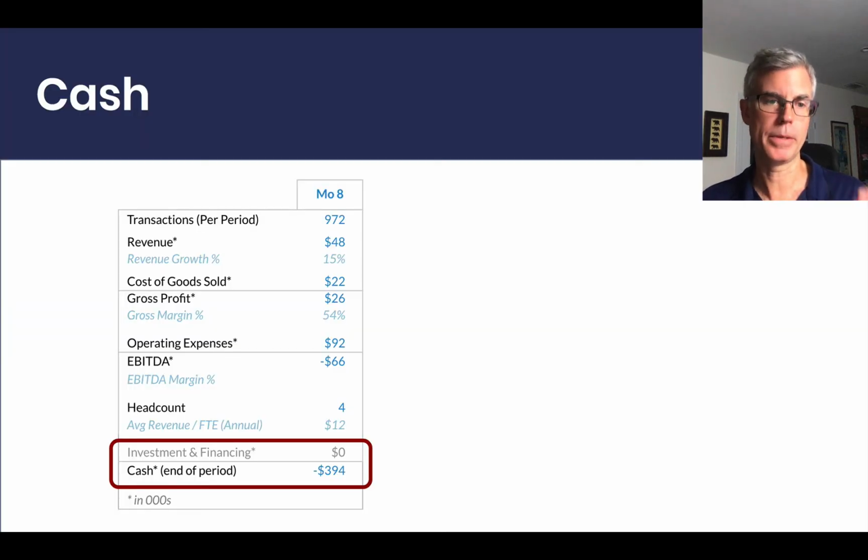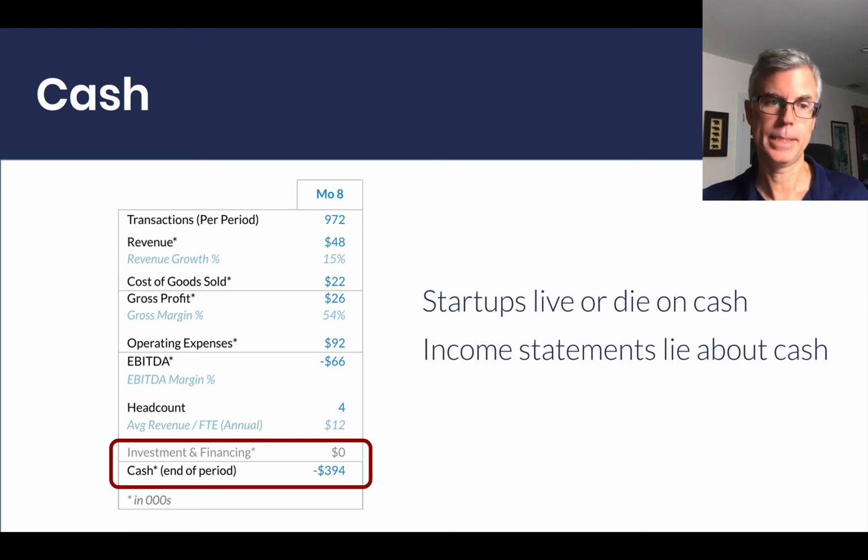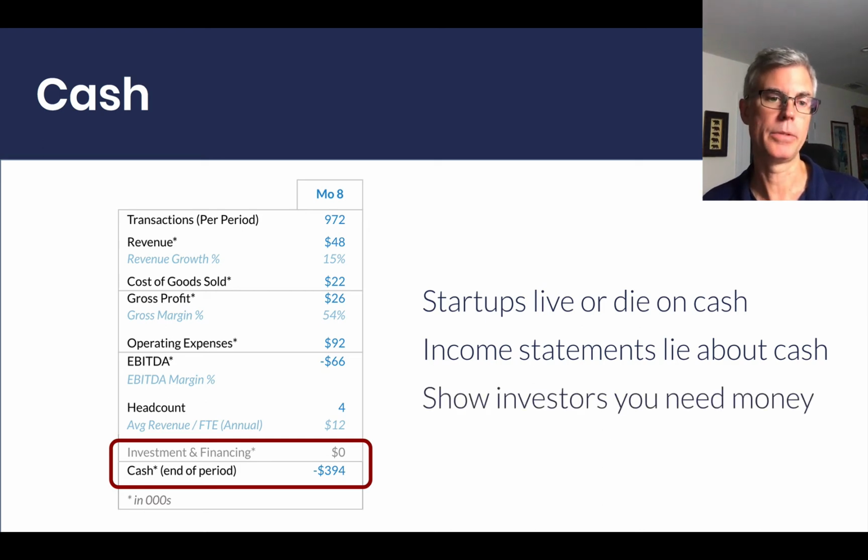So what I put at the bottom here is a little piece of the cash flow statement, because startups live or die on cash. The income statement doesn't give a true picture of cash. It lies about cash. So I've added this piece here that says we need the money. It shows how much we're planning to raise during the period, which is important for investors to know. And it shows the amount of cash remaining, which, it's fine if it's a negative number, convinces the investors that you need the money. Or put in, we're going to raise $400,000 to cover this $394,000 loss. Either way works fine, but that explains to investors what you're doing.